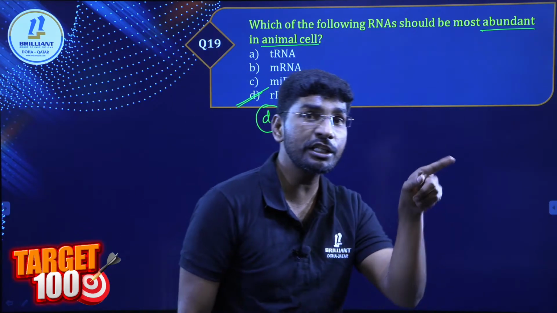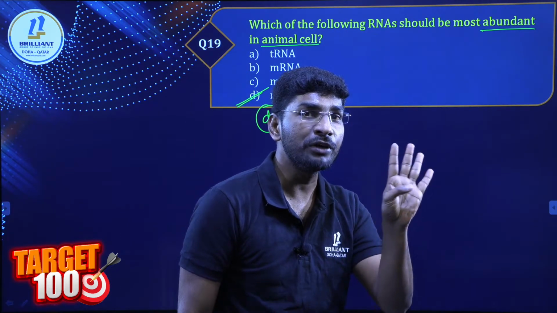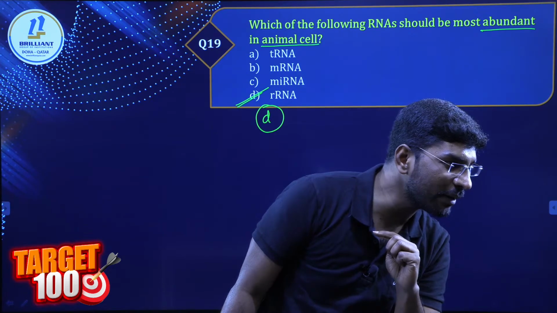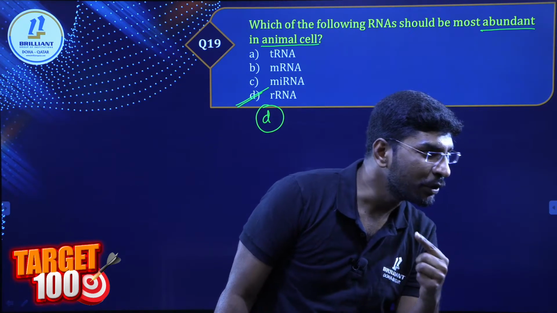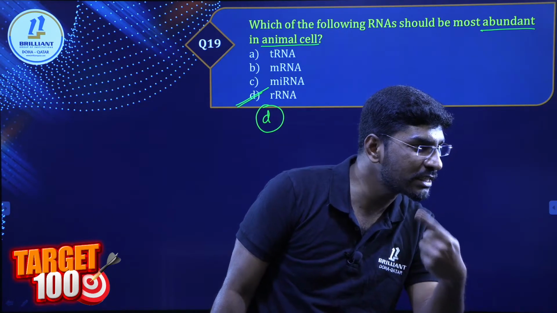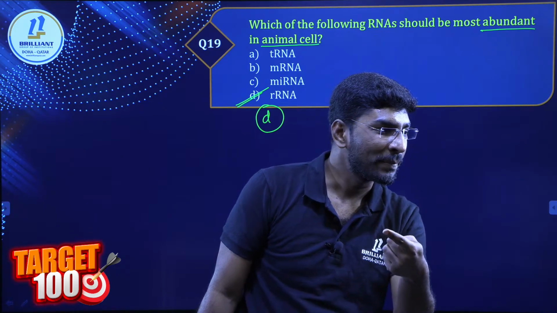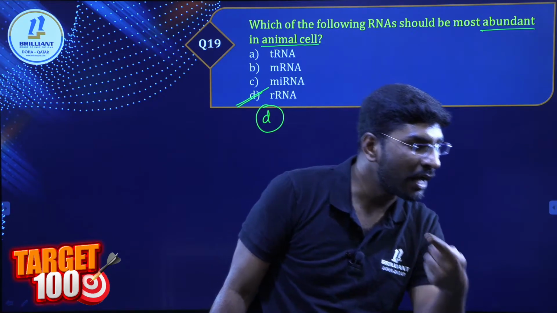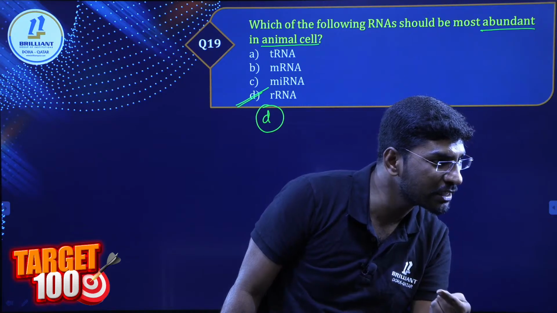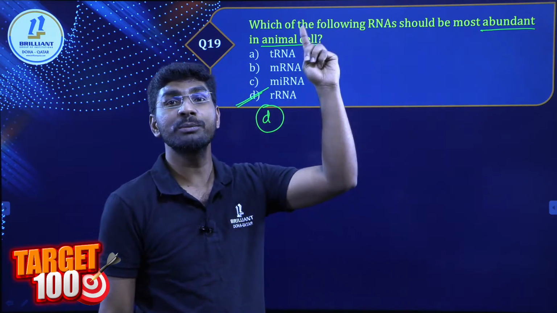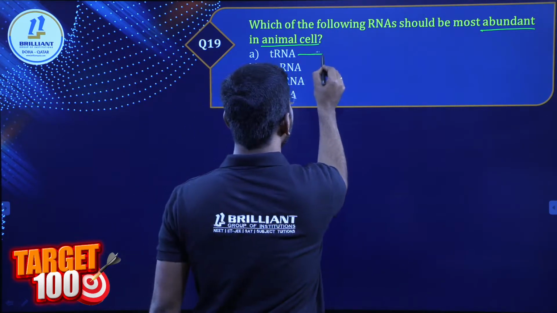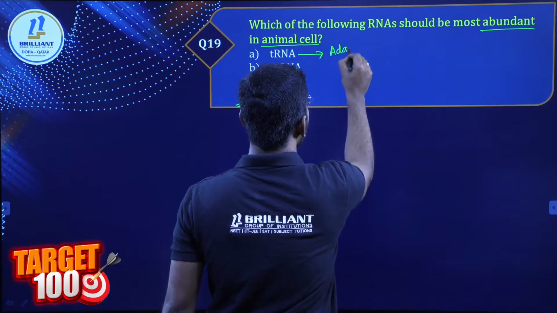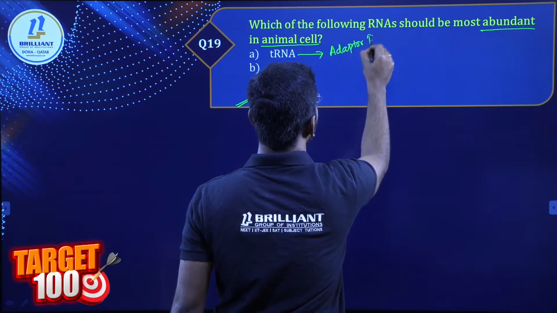Which out of the four is the smallest RNA? Answer me, Alisha. Good, very good. The smallest RNA is tRNA. Very good. The smallest RNA is tRNA, also called adapter RNA.